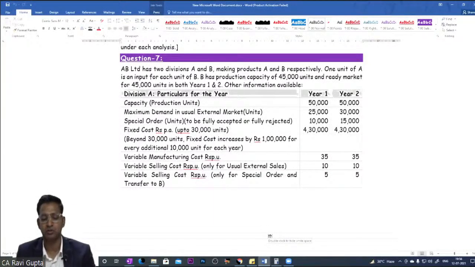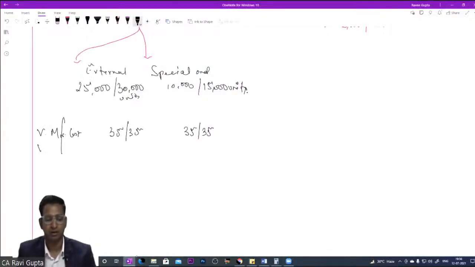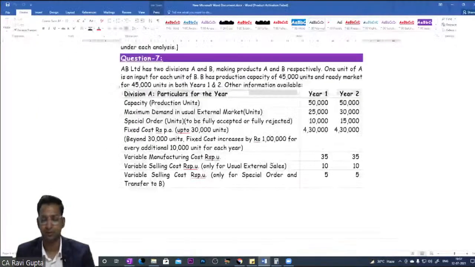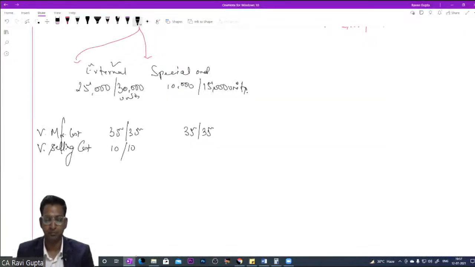Variable selling cost only for external sales is 10 rupees and 10 rupees. It is only for external sales. Variable selling cost per unit for a special order and transfer to B is 5 rupees and 5 rupees.